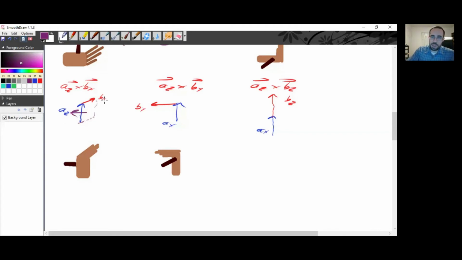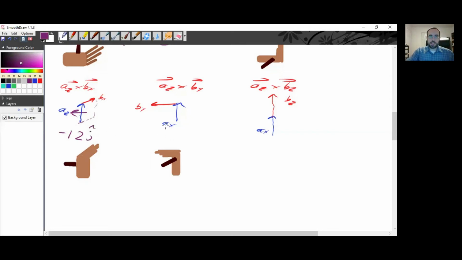This was 4, this was 3, I think, in terms of its size. But I can see clearly that it's pointing in the negative y direction. So 4 and 3 gets me 12, but it's pointing in the negative j hat, right?